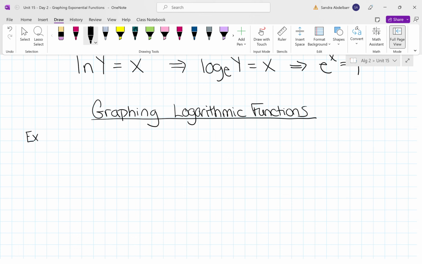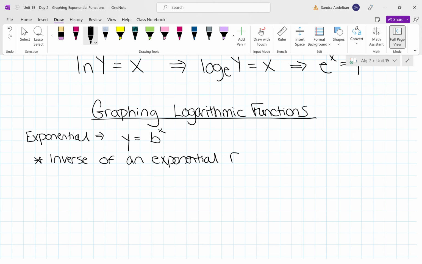Okay, we agree an exponential is y equals b raised to the x power. And I'm going to tell you the inverse of an exponential function is a logarithmic function.